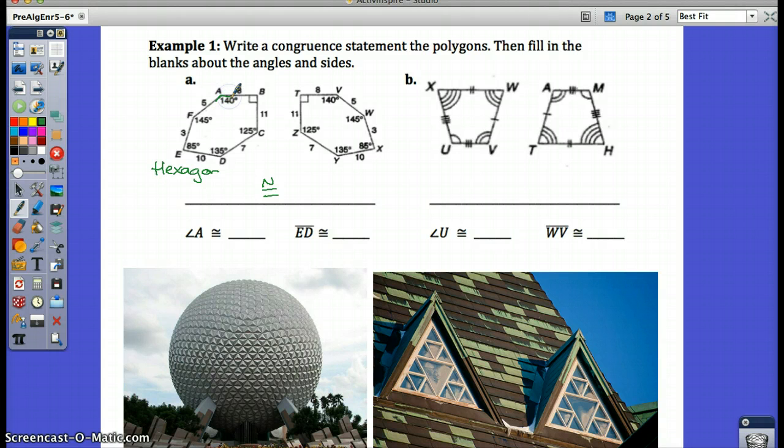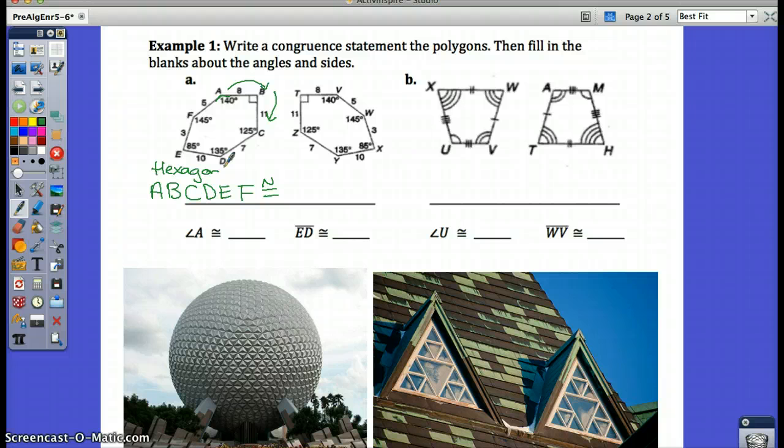A is the 140-degree angle, and I'm going to go around this way. So from the 140-degree angle, I went to the 90-degree angle. A, B, and then just keep going. C, D, E, F. I could not say A, B, E, C, F, D. You got to go in a circle.